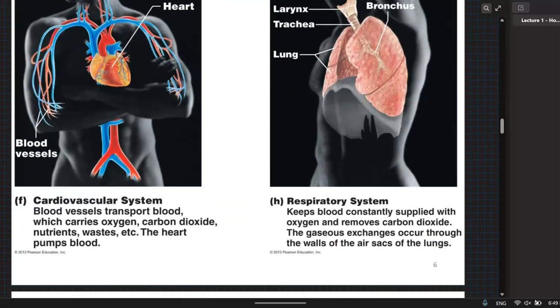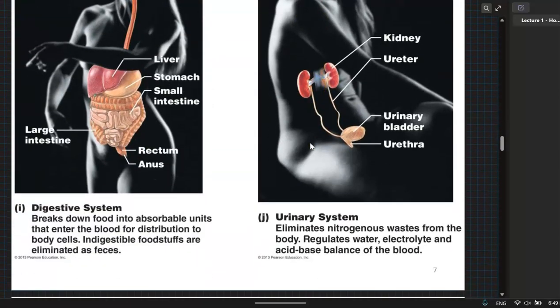Cardiovascular system: pumping blood, transporting oxygen and nutrients. Respiratory system gets oxygen in, takes the carbon dioxide out. Digestive system, I think you understand what it does. Urinary system, we usually think of it as excreting stuff from the body. It does, but that's part of a bigger task, because it regulates acid-base balance and electrolyte balance.